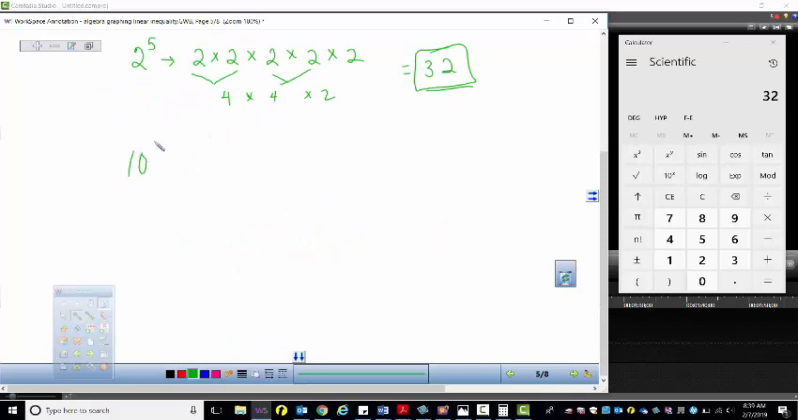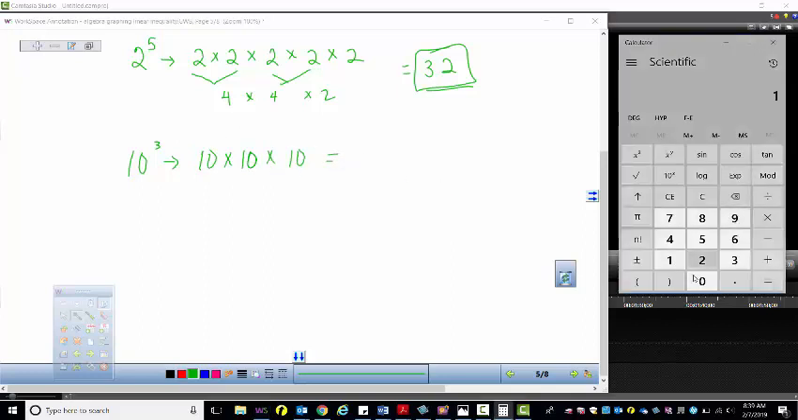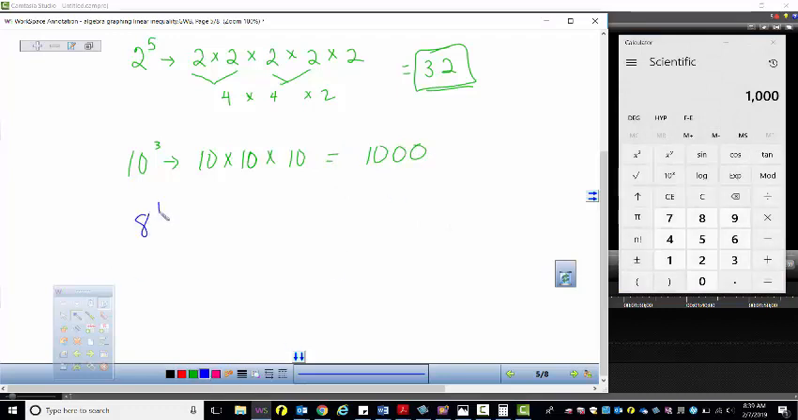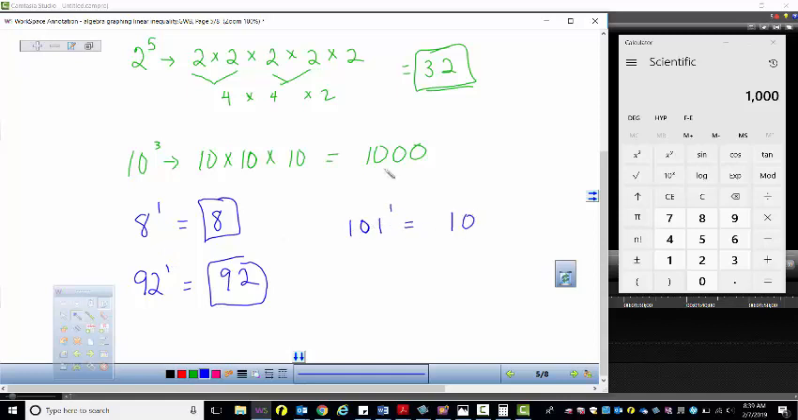What if you have 10 to the 3rd? That's going to be 10 times 10 times 10. You put that in your calculator. 10 times 10 times 10 is 1,000. What if you have 8 to the 1st? That's just 8. If you have 92 to the 1st, it's just 92. If it's the 1st power, it's really easy. It's just the same as the number. So if I have 101 to the 1st power, it's 101.